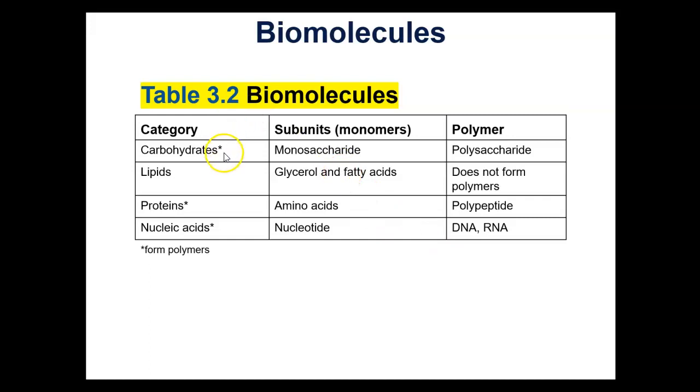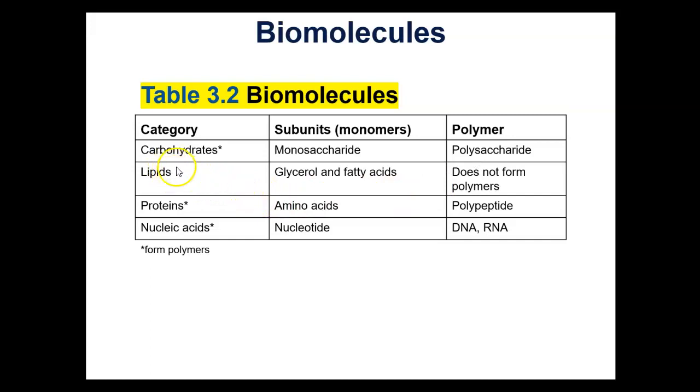And this table is important because it tells you for each of the 4 categories what the subunits or monomers are, and then what the polymers are called. So if it's a carbohydrate, the building blocks or monomers are called monosaccharides, like glucose. You may be familiar with glucose because it is the simple sugar that's found dissolved in our blood. We call it blood sugar. So glucose is a monosaccharide, and chains of glucose would form a polysaccharide.